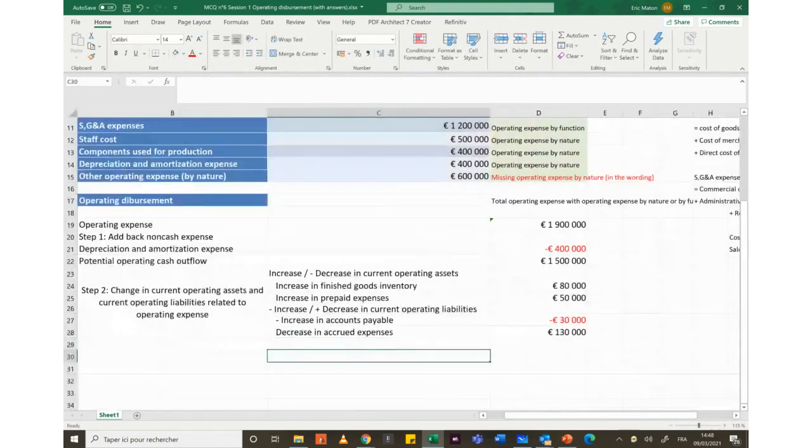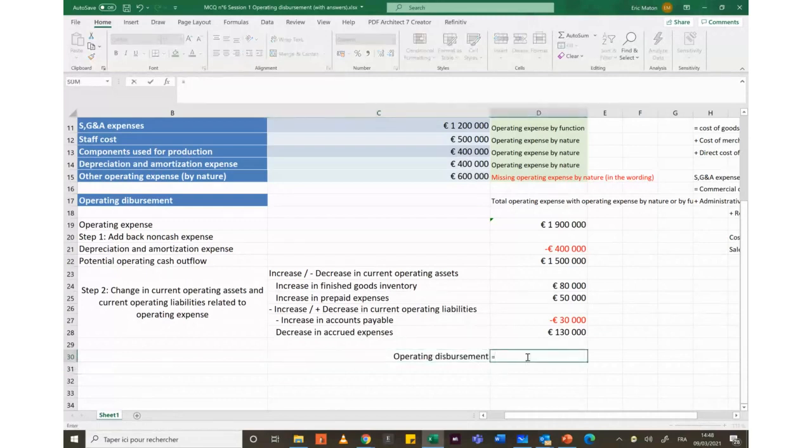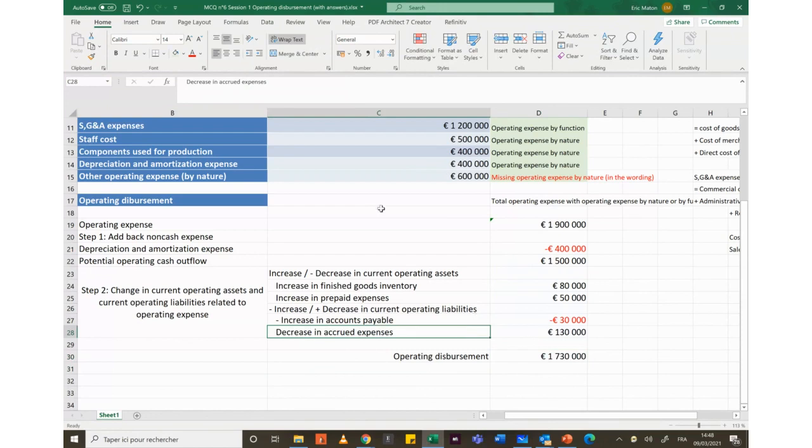Now I have the operating disbursements. The operating disbursements is the sum of everything. So I put some potential operating cash flow. So I have already the sum after step one. So I take the rest. So it's 1,730,000. The operating disbursement.